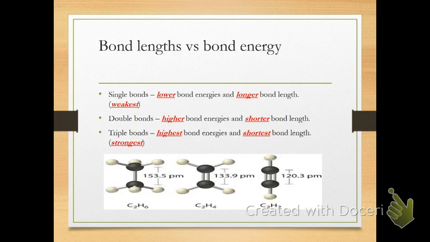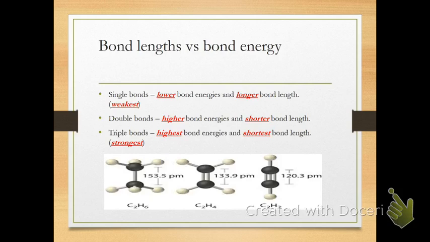Whereas if you look at a triple bond, it's much, much shorter, which means, according to Coulomb's law, you have a smaller number on the bottom, and dividing by a smaller number would give you a larger attraction, requiring more energy to break. Okay?